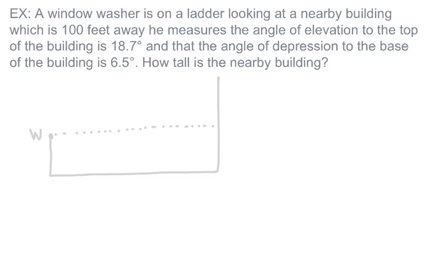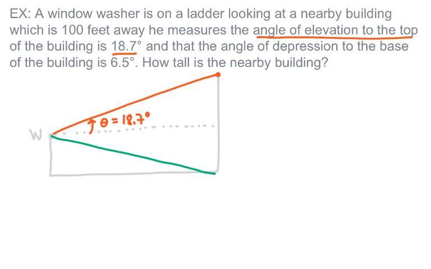One thing we know is that he measures the angle of elevation to the top to be 18.7. So that means going to the top of this building, we know the angle off that horizontal, I'll say theta, is 18.7 degrees. He can also measure this angle of depression to the base of the building. So that angle down from the horizontal, I'll call that alpha, is 6.5 degrees. The other piece of information we know is we know the length from the window washer to this building. We know the distance, this horizontal distance at the bottom, is 100 feet.